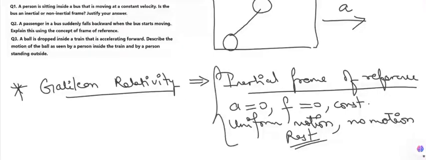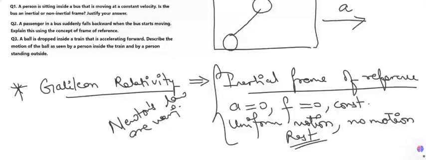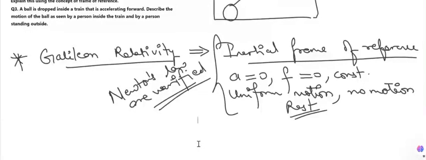And in this frame of reference, Newton's laws are verified. They are working. Understood or not? Yes, ma'am. Any doubts? No, ma'am. So after this, we are having coordinate transformations as per Galilean relativity when we convert these inertial frames of reference into non-inertial frames of reference. Now let's take the first picture again that we had discussed for the aeroplanes.